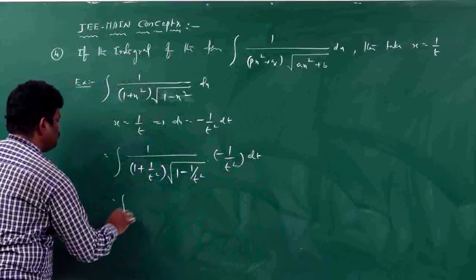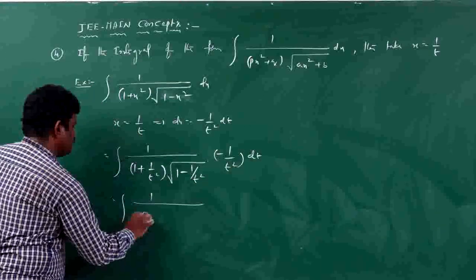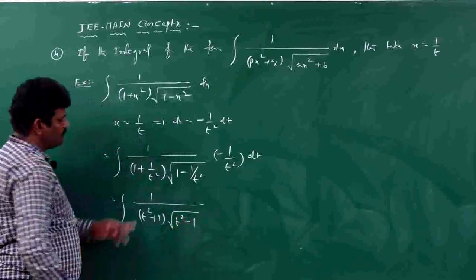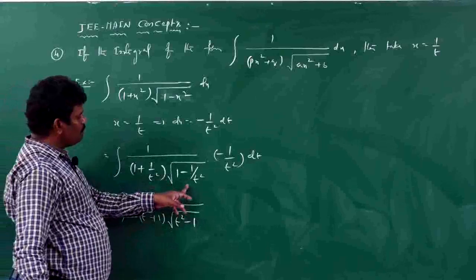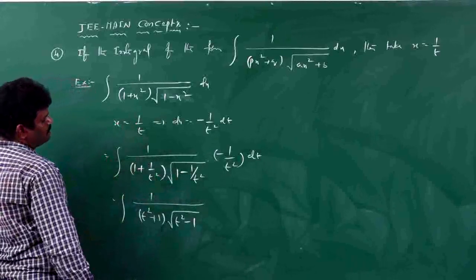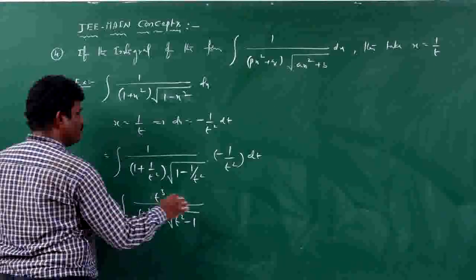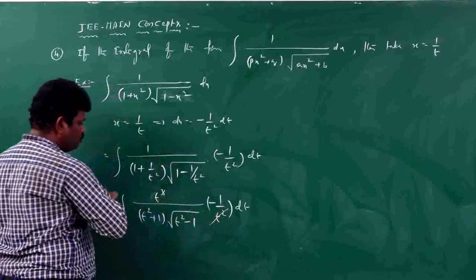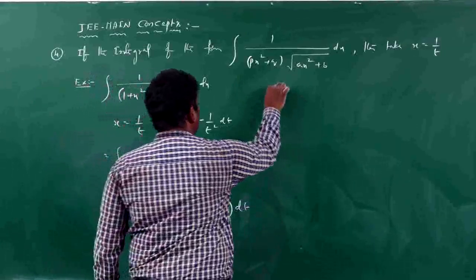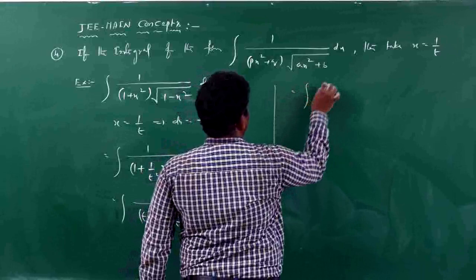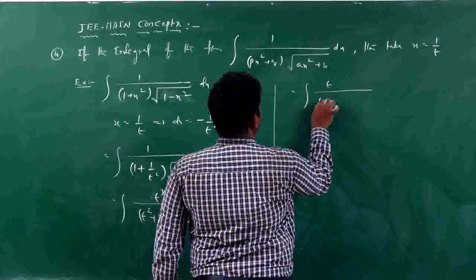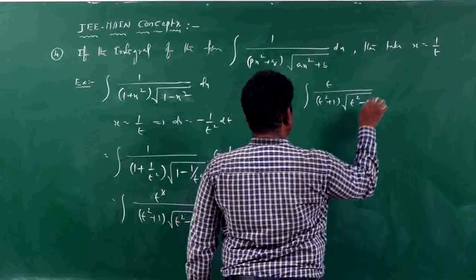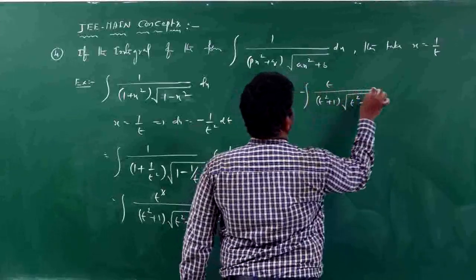That is equal to the integral of 1 by, taking the LCM, t square plus 1 into the root of t square minus 1. Here, t square in the denominator, and taking the reciprocal gives t cube. So t cube minus 1 by t square into dt. The t square and t cube cancel, leaving only t. So that is equal to the integral of t by (t square plus 1) into square root of t square minus 1, dt.